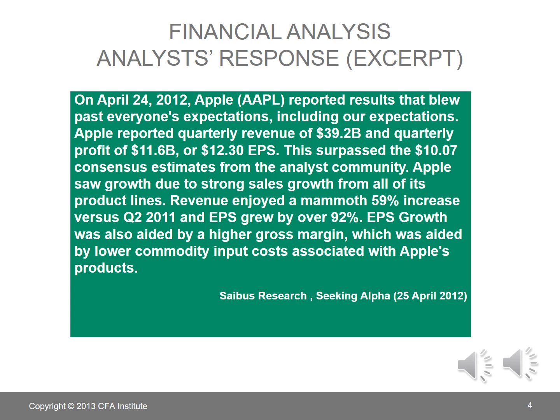When we say EPS, that basically stands for earnings per share. So that's just an abbreviation for earnings per share. And earnings per share is a very important metric that is used to show the earnings available to common shareholders. This surpassed the 10.07 consensus estimates from the analyst community.